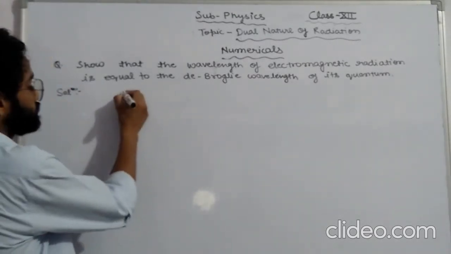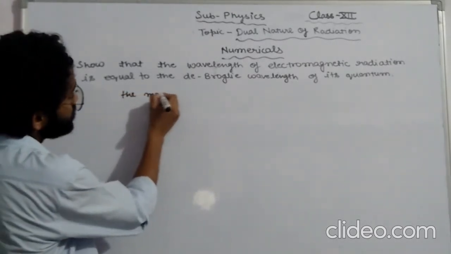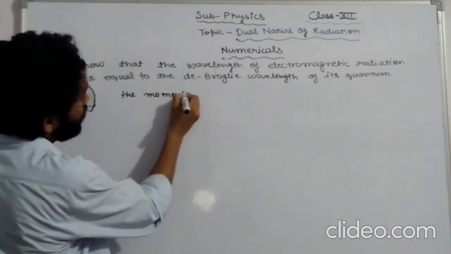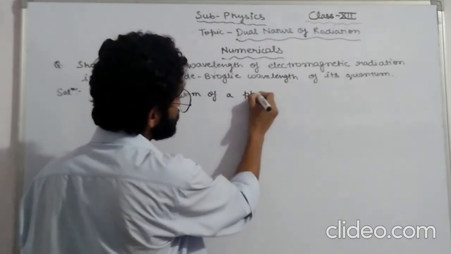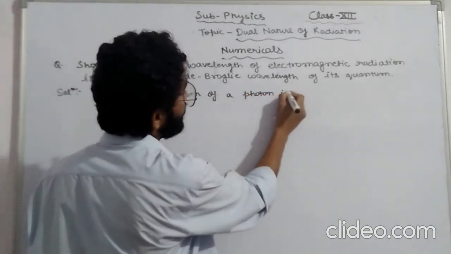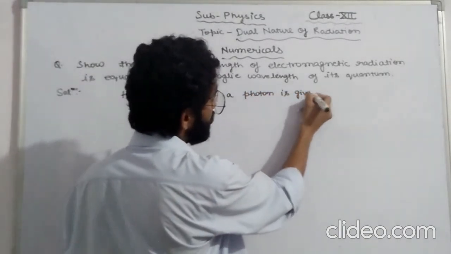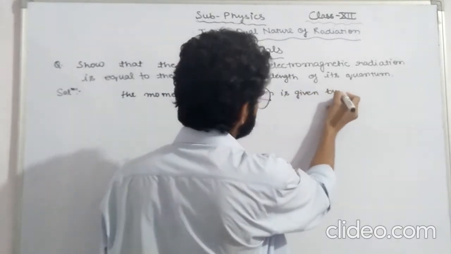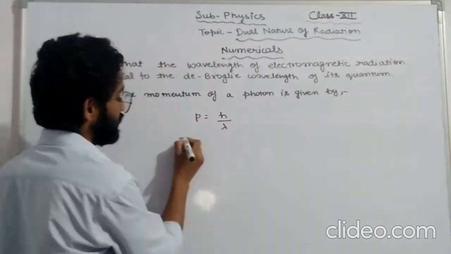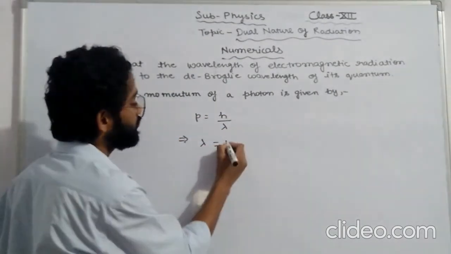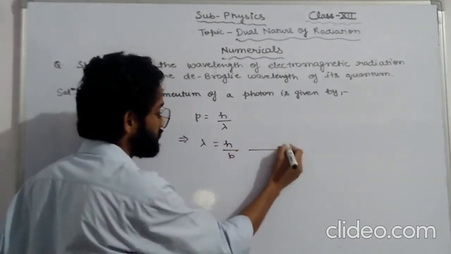We know that the momentum of a photon is given by P is equal to h by lambda. This implies that lambda is equal to h by p. This is equation number 1.